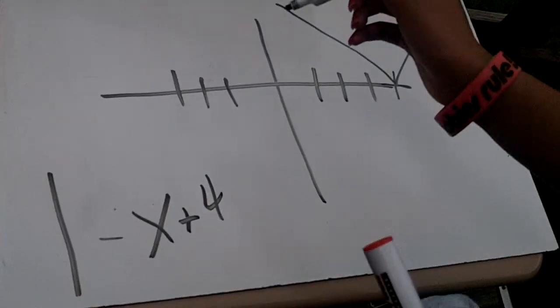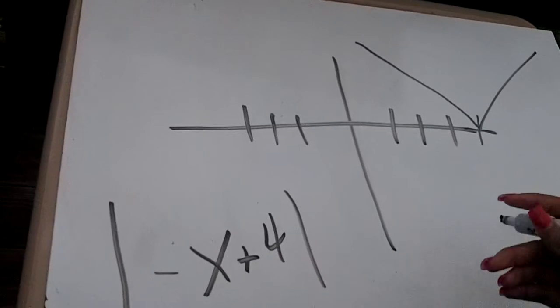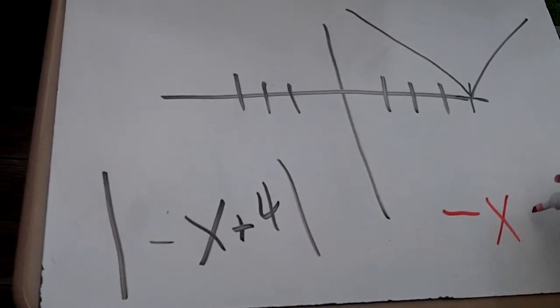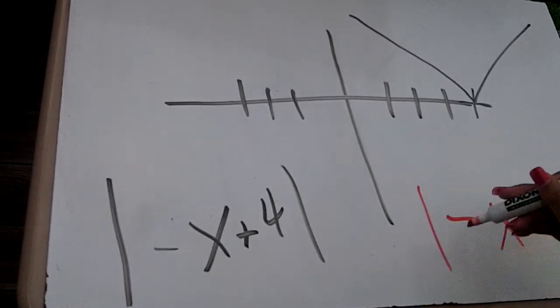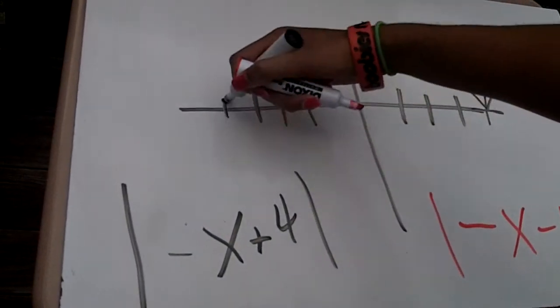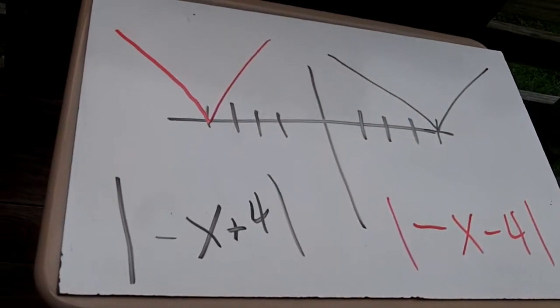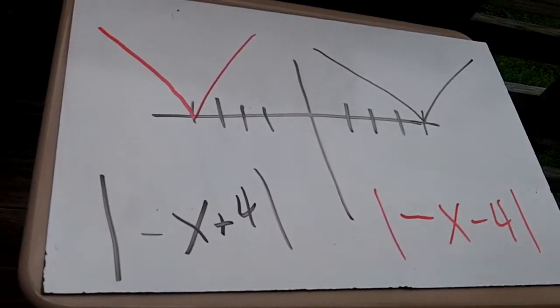And if I wanted it to be on the left side, then it would be negative x minus 4. And it will look like that. And the same thing goes for the rest of it. And that is how I would explain the absolute value of x.